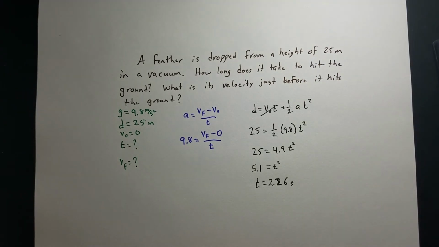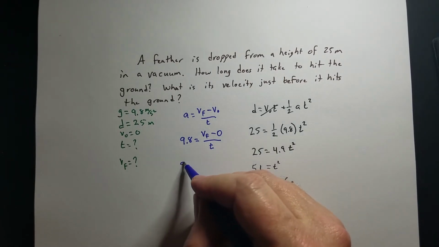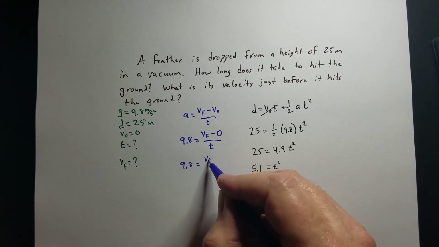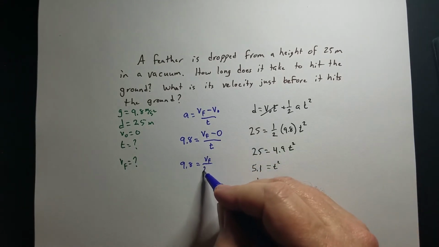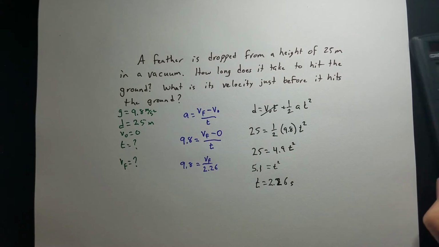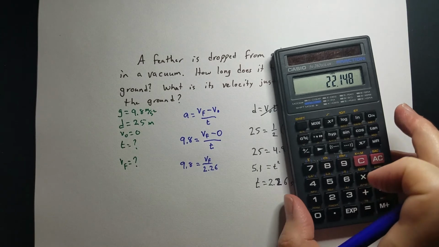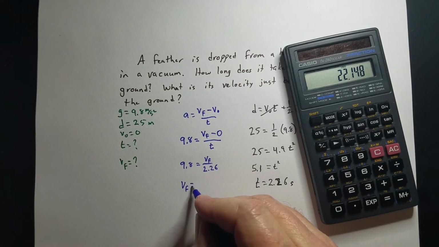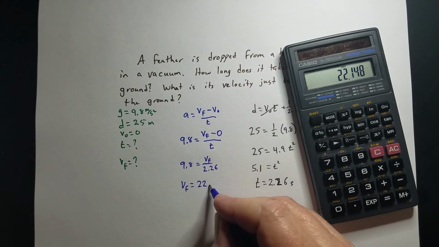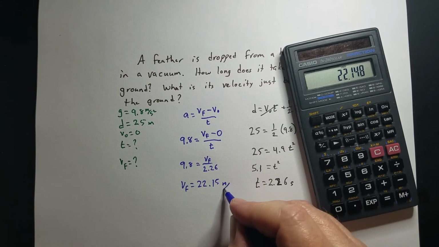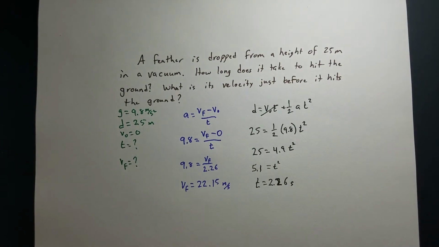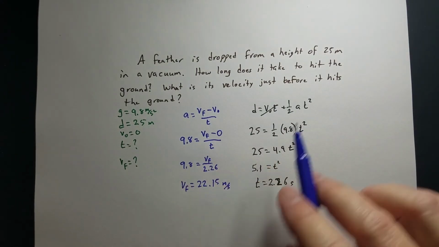Now that we know that, we can go back to that acceleration equation and plug that in to see what we get. So we get 9.8 equals VF, the 0 is not going to matter, over 2.26. So 2.26 times 9.8 gives me a final velocity of 22.15 meters per second for that one. So we got stuck there, but we could figure out over here.